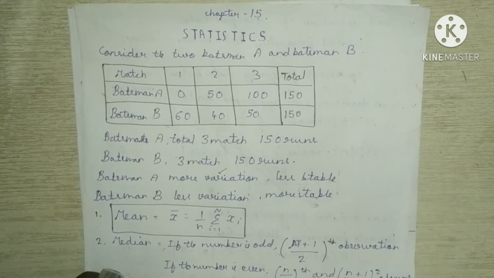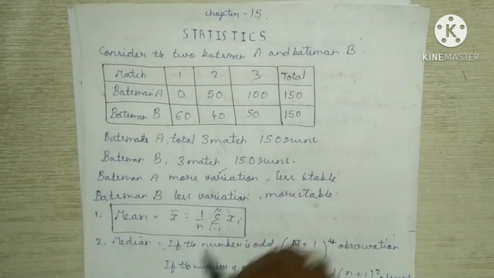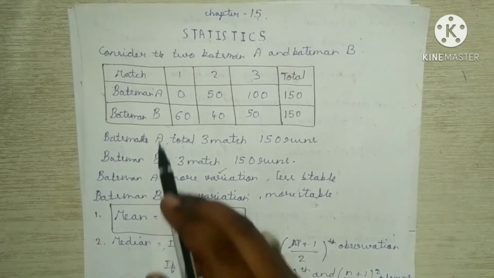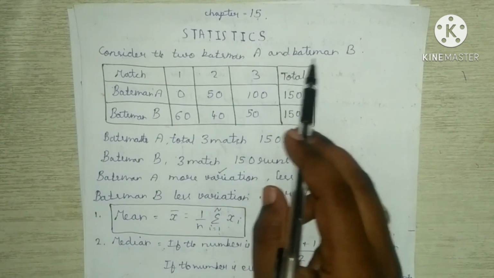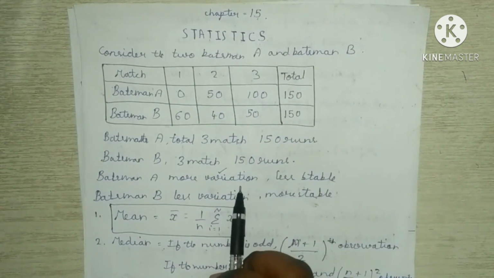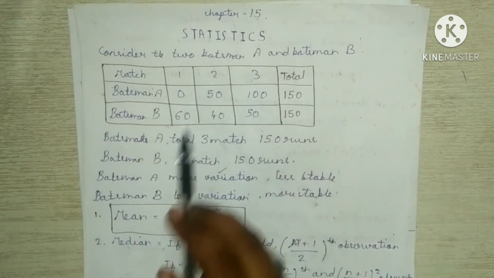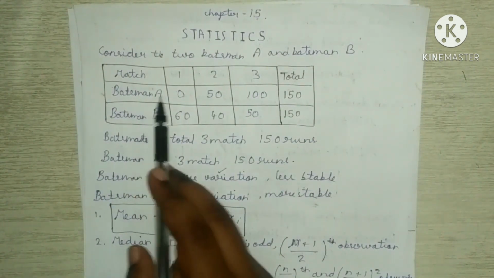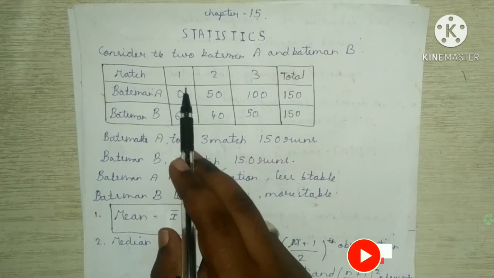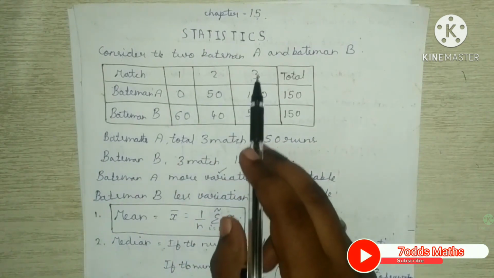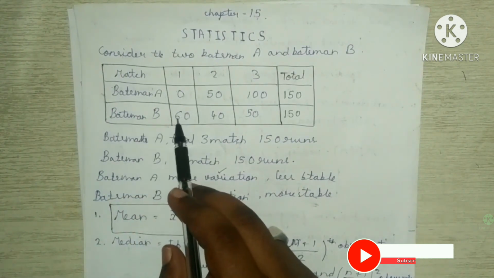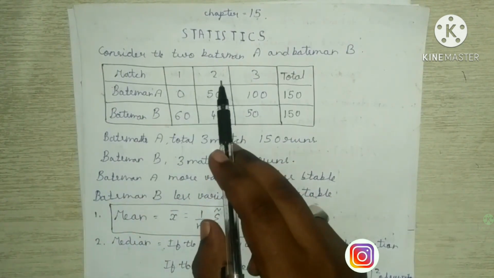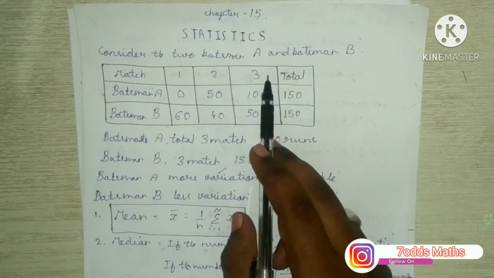Chapter number 15, Statistics. First we'll learn about the basic concept. Consider two batsmen, batsman A and batsman B. Let the two batsmen play 3 matches: match 1, match 2, match 3. Batsman A scores 0 runs in the first match, 50 runs in the second match, and 100 runs in the third match. Batsman B scores 60 runs in the first match, 40 runs in the second match, and 50 runs in the third match.